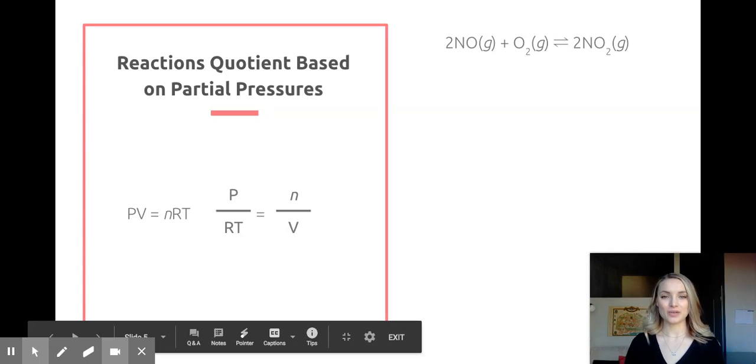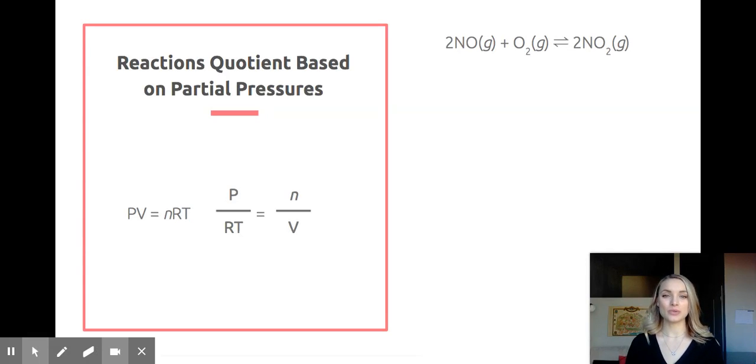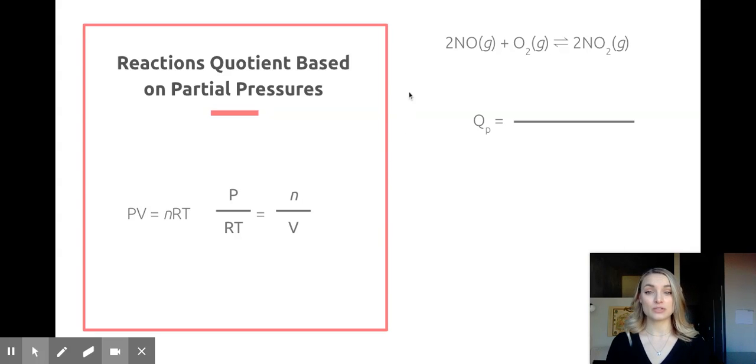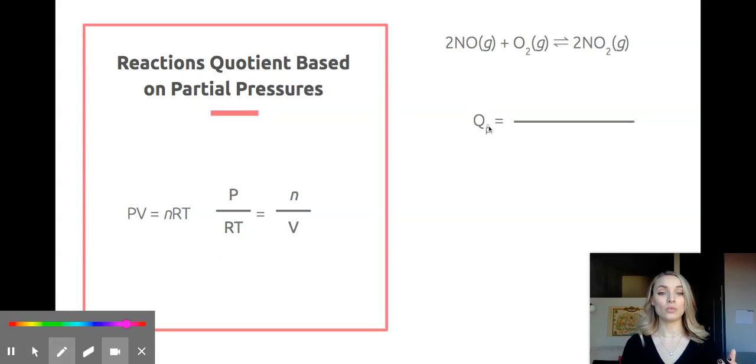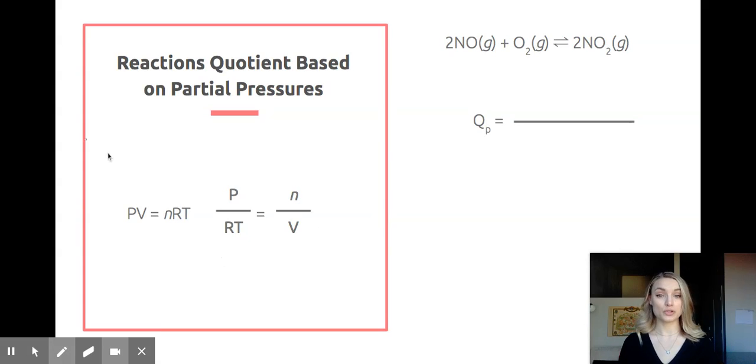We're going to work with the equation 2NO gas plus O2 gas yields 2NO2 gas. And the first thing we're going to do, hopefully this is somewhat of a memory refresher, but if not, that's just fine, is talk about how we can express our reaction quotient in terms of pressure. We've discussed up until this point things only in terms of concentration, but here we're going to see how we can write our reaction quotient, so our ratio of products to reactants, but with respect to pressure.